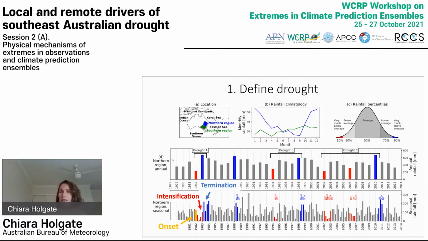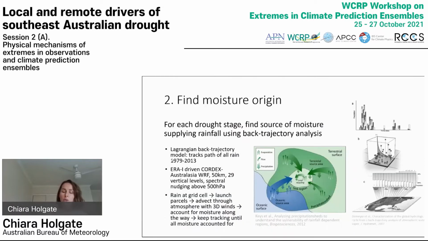For each of these drought stages, onset, intensification, and termination, I looked at where the moisture for rainfall was coming from, with the goal of finding out how and why it differed from normal. Moisture for rainfall can come from one of three places, shown by the middle picture here. For your region of interest, where there's rainfall, the moisture for that rainfall can be sourced from the local area, from local evapotranspiration. If contributing to rainfall, that's known as rainfall recycling. You can also source moisture from the land outside the region and, of course, from the ocean.